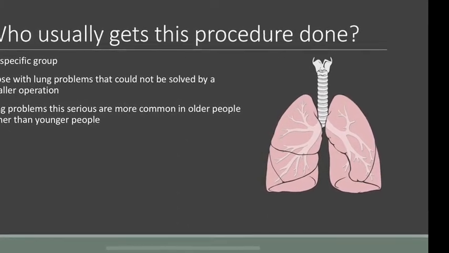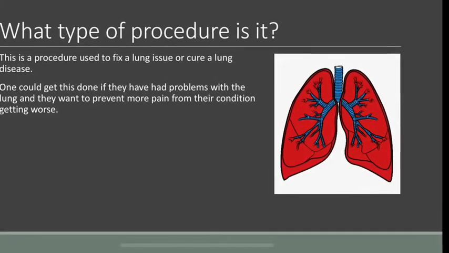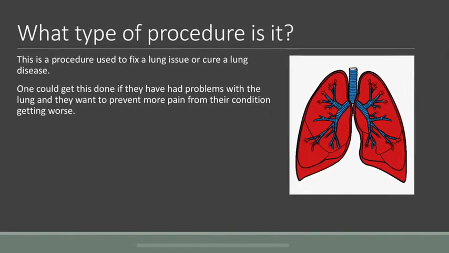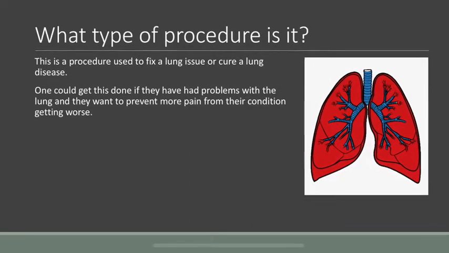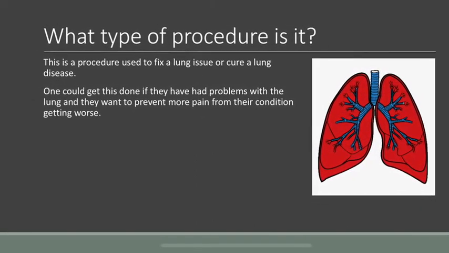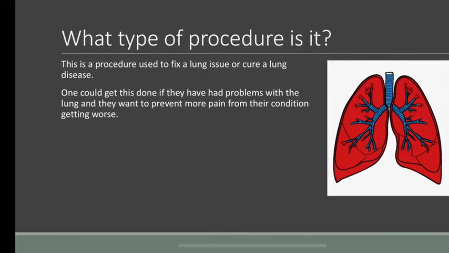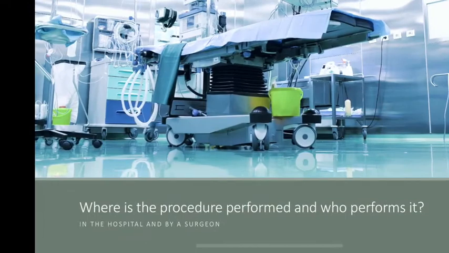This is a procedure used to fix a lung issue, such as a tumor, or cure a lung disease, like pulmonary tuberculosis. A patient could also have this done as a type of pain therapy. If they wanted to prevent more pain and their condition getting worse, they could have this done. This procedure is done in a hospital, in an operating room, and is done by a cardiothoracic surgeon.